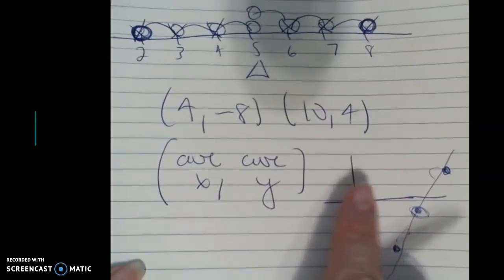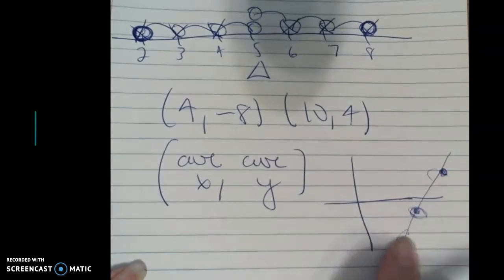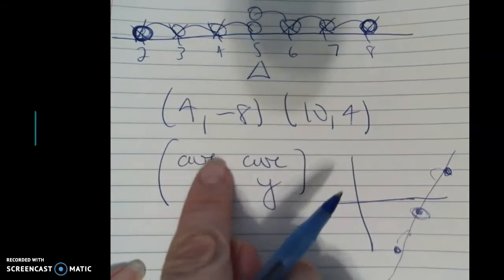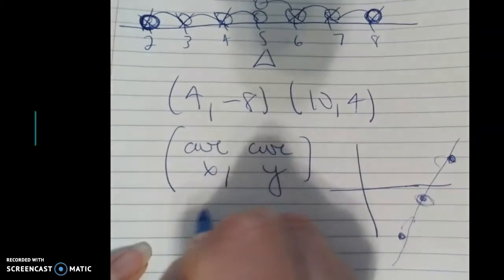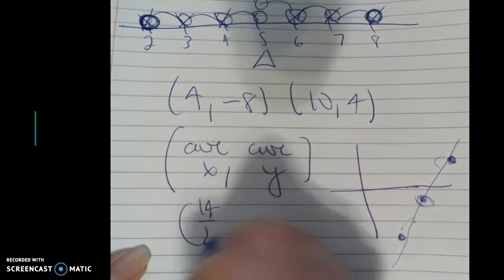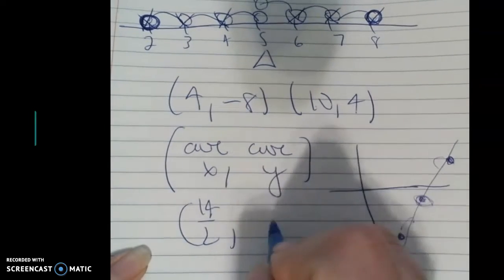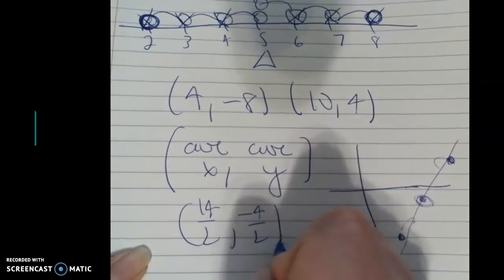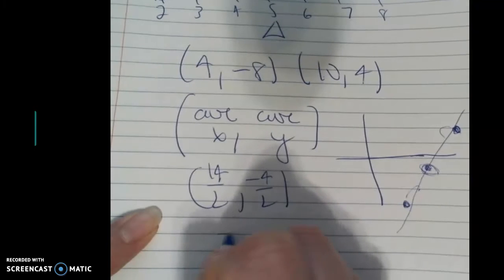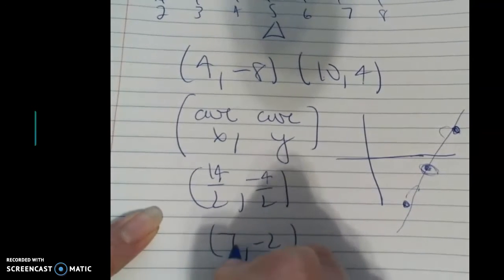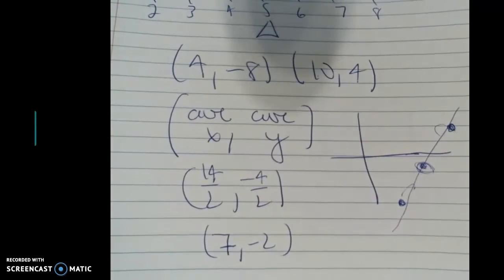So it makes sense with 2 points on a line, the midpoint or the middle is going to be the average. So I'm going to take 10 plus that. So what's that? 14 divided by 2. And -8 plus 4 is what? -4 divided by 2. So what is that? 7 and a -2. Okay, and that should be the midpoint. So again, hopefully both of these things kind of make sense.